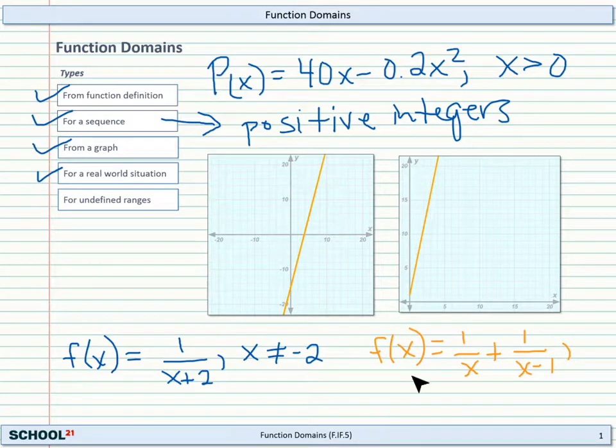So, what should the domain of this function be? Well, it should be all the real numbers except the ones that would make this fraction division by 0. What numbers would those be? Well, we can't have 0 itself, so x is not equal to 0. And we can't have x equal to 1. So x is not equal to 1. So here we have a function where we're just calling out two numbers that x cannot equal.